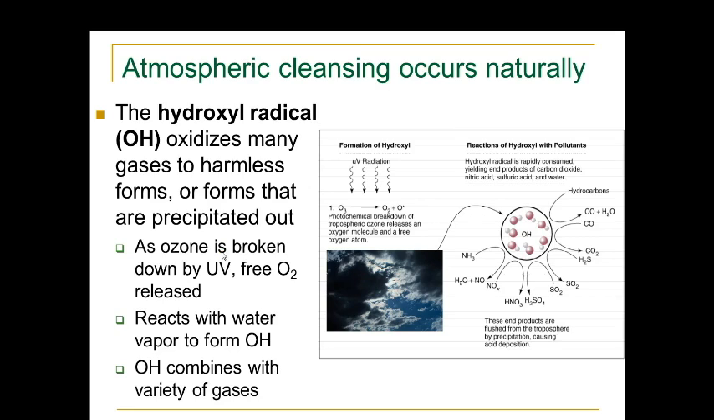Atmospheric cleansing can occur naturally. So the hydroxyl radical, OH, can oxidize many gases to a harmless form or a form that is precipitated out, meaning it comes down as rain. As ozone is broken down by UV, free O2 is released. That then reacts with water to produce the OH radical that is needed. And then, as we said, the OH combines with a variety of gases.